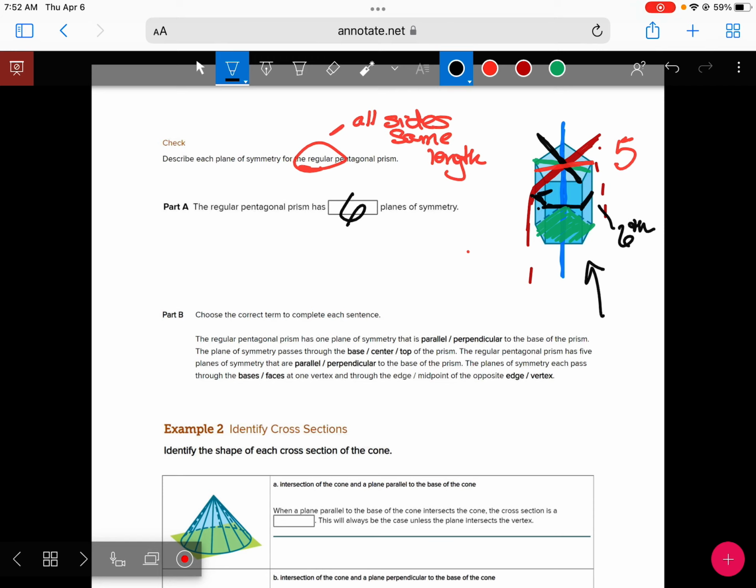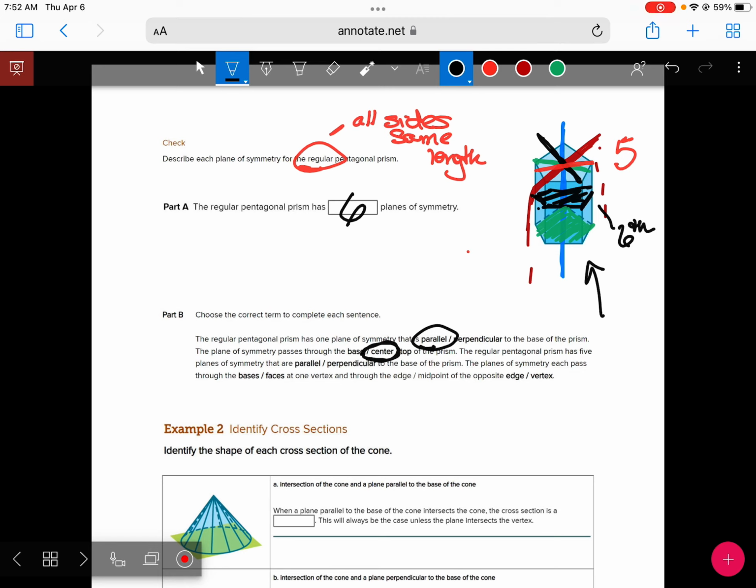Well, this one right here is parallel. This one where it cut it in half is parallel to the base. The plane of symmetry passes through the base, the center, or the top of the prism. The one that we just talked about that was parallel: does it cut through the base, the center, or the top? Cuts through the center, right? Cutting it through the center.